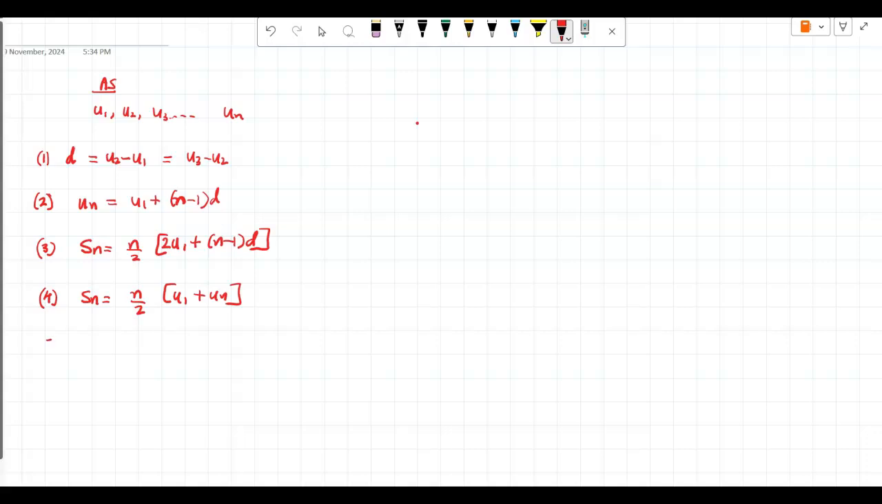Now also you need to remember that your general term is Sn minus S(n minus 1). Very, very important. This is an important formula. So if I give you the formula for Sn, you can find your general term by Sn minus S(n minus 1). Don't forget that. If I give you the sum of n terms formula to find the general term, un is equal to Sn minus S(n minus 1).